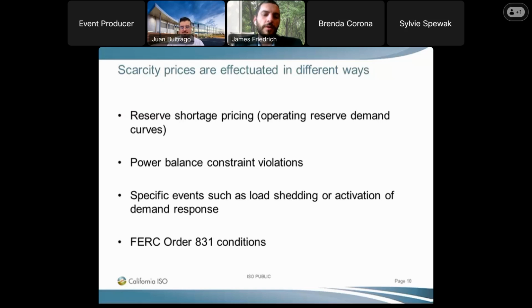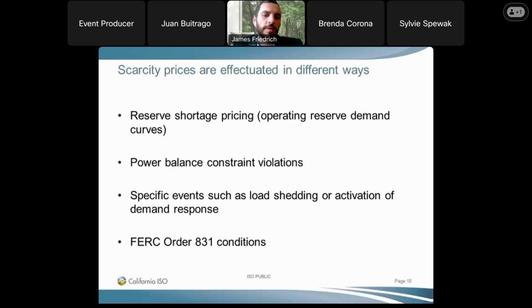The first is reserve shortage pricing. This is something we'll talk about more, but the CAISO does have AS scarcity pricing. Our hypothesis is that it doesn't work as well as it should. And we might get into a little bit of that today, but we discussed that at the Market Surveillance Committee meeting a few weeks ago. But we'll talk a little bit about the mechanics of how that works.